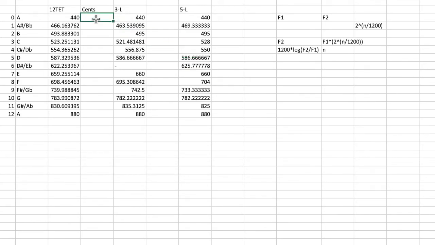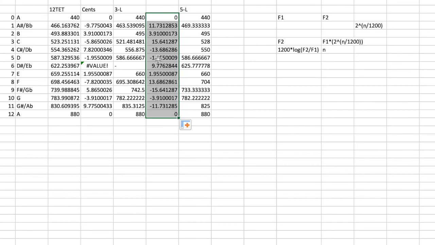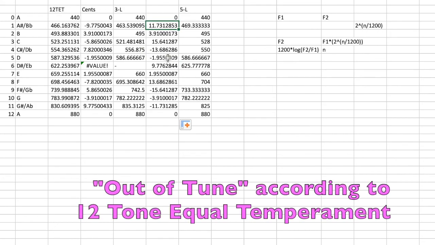So we want to do log base 2 of this over this, times 1200. Okay, and then same thing here. This over here, whole thing in a log to the base 2 times 1200. And there's our differences in cents. So you can see this is sharper than our 12-tone, this is flatter than our 12-tone, and that's reflected in the cent differential. So we can see where the really out of tune notes are.